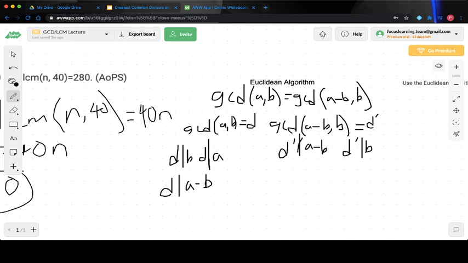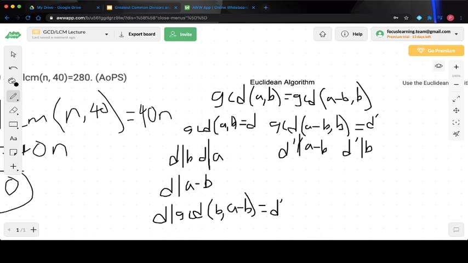Okay, it's been a few minutes, so I'll come finish the proof. Let's work with the first equation. Since D divides B and D divides A minus B, I know that D is a common divisor of B and A minus B. This means that since D is a common divisor of these two numbers, D must divide the greatest common divisor of these two numbers. However, remember that we defined the greatest common divisor of A minus B and B to be D prime. So D divides D prime.